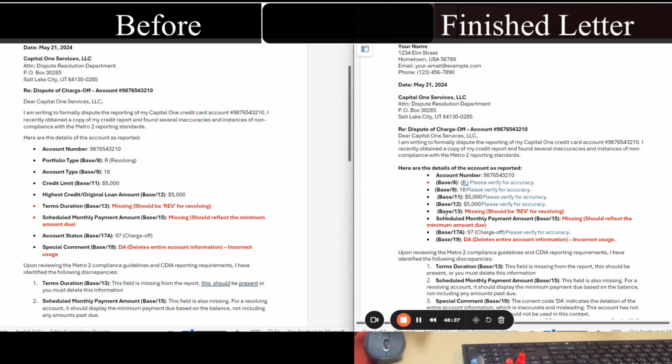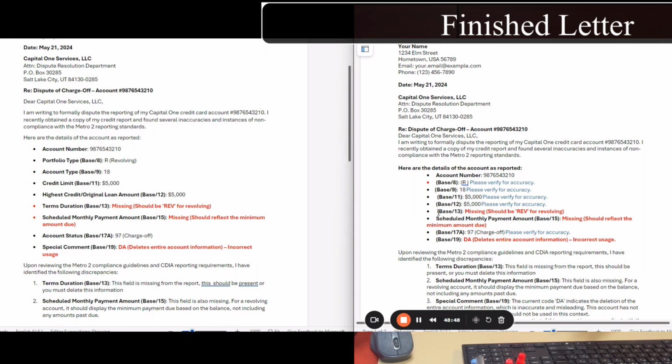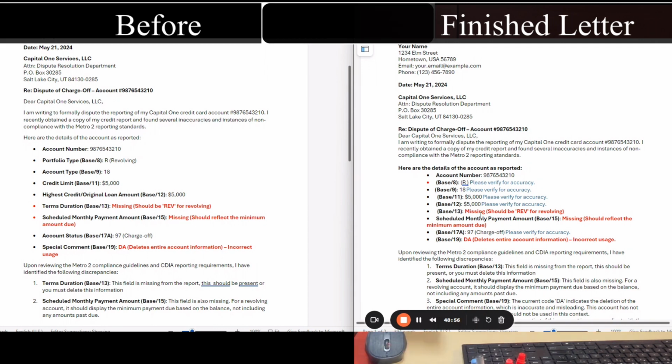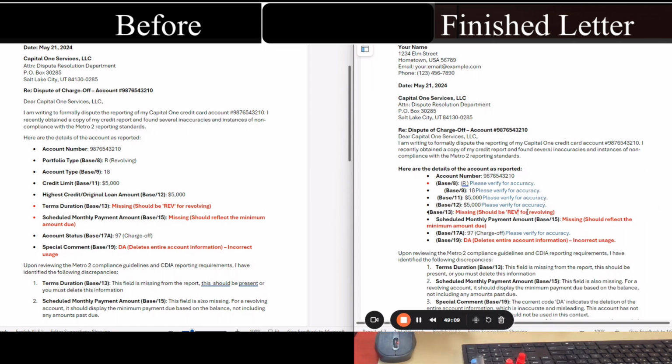And right here where we're actually finding discrepancies to dispute, base segment field 13, which is the terms duration, which is missing. So here where we have base segment character field 13, where we're actually disputing a discrepancy, the whole field is missing. So we're going to put missing, please remove inaccurate reporting. Then with base segment field 15, which is the scheduled monthly payment amount, that is missing. It should reflect the minimum balance. And then of course we want to call them on that. We're calling them on every single field. As you can see, we're just doing it in a different way.